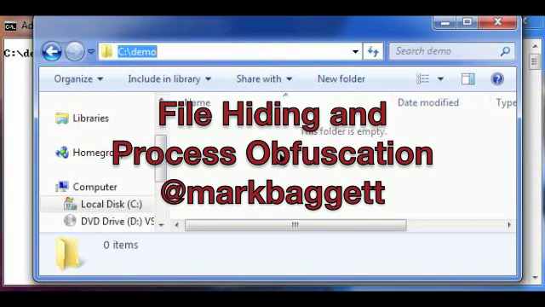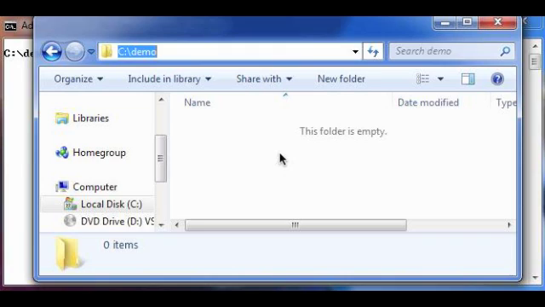Hi, this is Mark Baggett, and I'm going to show you some file hiding and process obfuscation. I know some of my friends are participating in a capture the flag competition, and I think this will benefit them, so I'll put this out there now.